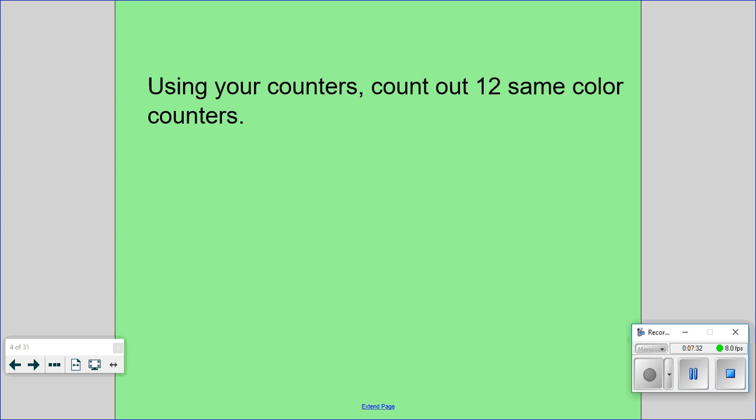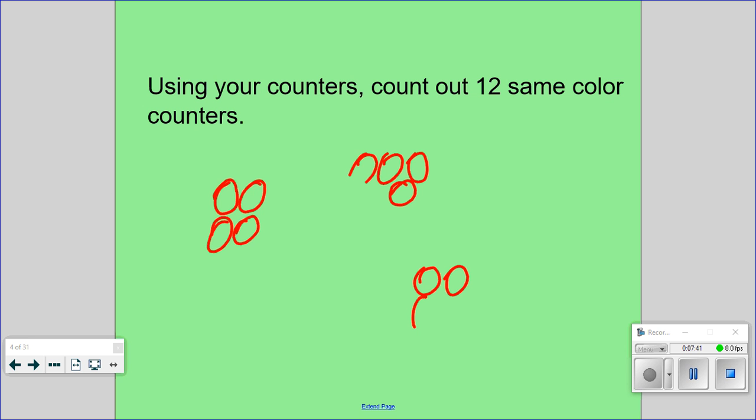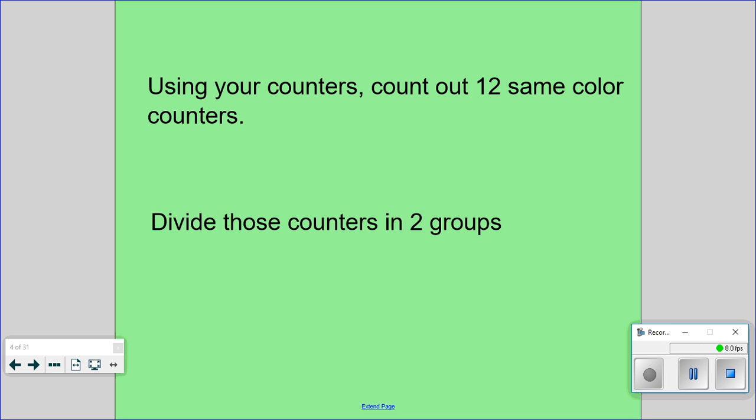Alright, so in our 12 counters, you should have some groups that maybe look like this. Count up the number of counters in one group. How many are in one of your groups? Dominic? 4. Yep, there should be 4 in one group, 4 in another group, 4 in another group.